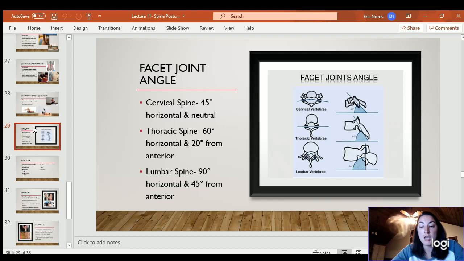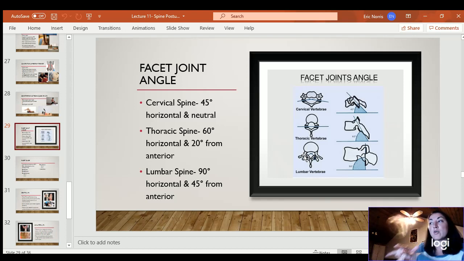The facet joints, so those are the joints that connect one vertebrae to the one above and below it. Those are facet joints. So if this is my vertebrae, this now is the spinous process. These are the facet joints on the side. The middle portion that sticks in the very back right here is the spinous process, and the joints on the side right there are the facet joints.